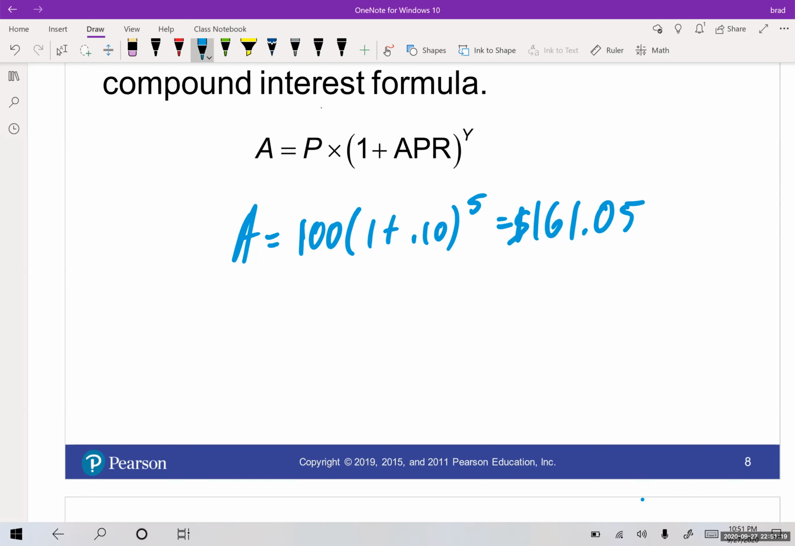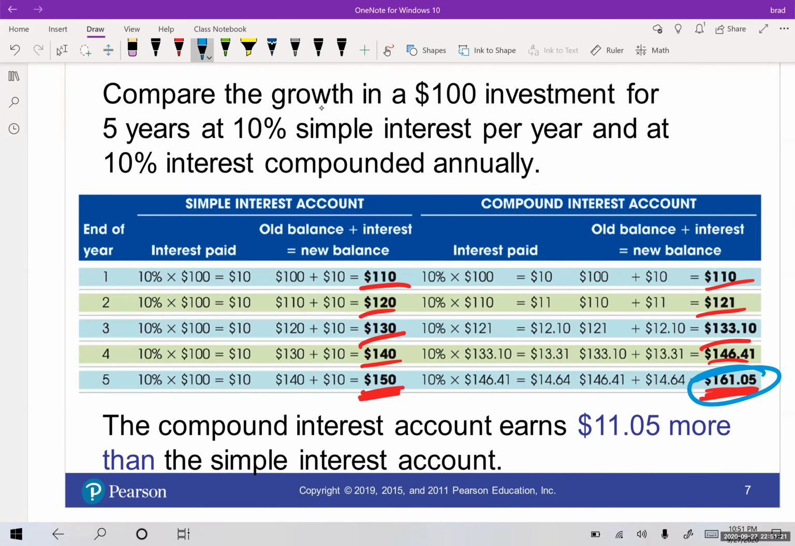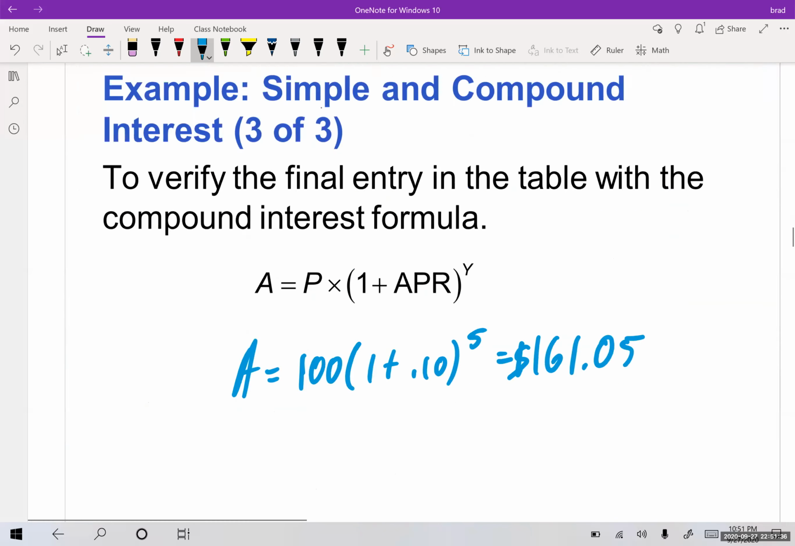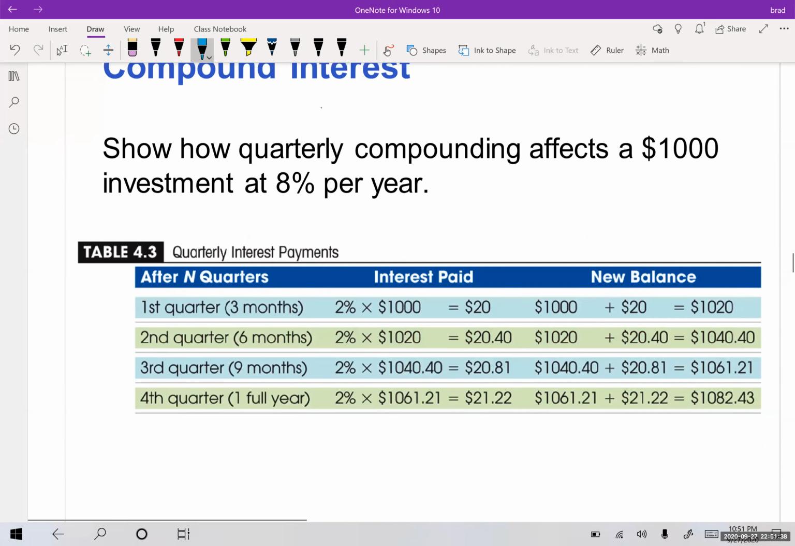$161.05 on my calculator, and that's that number. So that's where they got that number from. It's not just made up. They're actually using this formula with compound interest. Now, again, the interest is only compounded once per year. Again, there's other ways they can do it: daily, every minute, every second, every thought. They can compound interest however they decide, or however it's set up for that particular investment or loan.